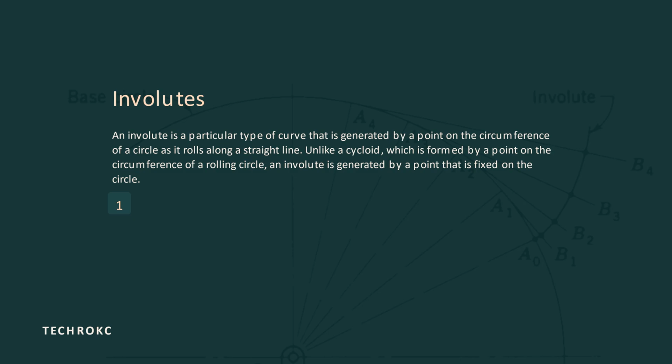The next is an involute. An involute is a particular type of curve that is generated by a point on the circumference of a circle as it rolls along a straight line. Unlike a cycloid, which is formed by a point on the circumference of a rolling circle, an involute is generated by a point that is fixed on the circle. The uses of an involute include gear designs, cam profiles as stated above, architectural designs, as well as kinematic analysis.